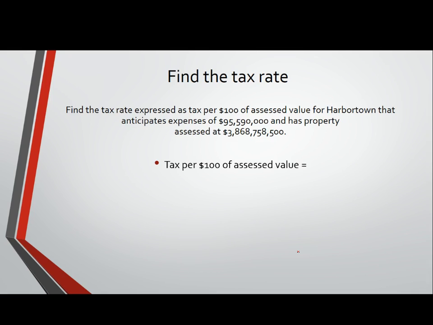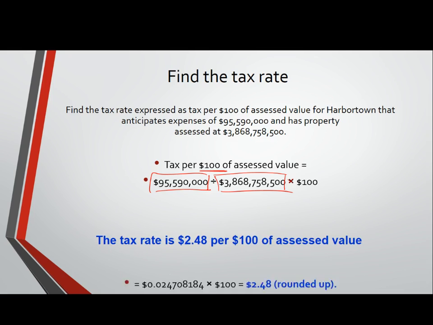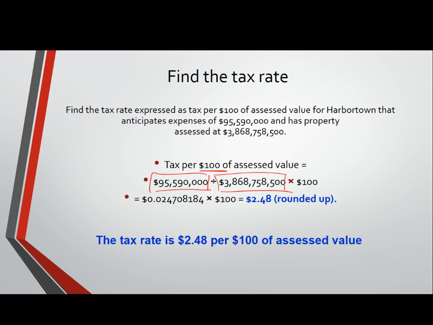So, to find the tax for every $100, first thing you're going to do is take the budget, so this is how much money the city needs, and divide it by the assessed value. And then because you want tax for every $100, you're actually going to multiply by 100. So before, when we saw the per 100, we divided by 100, but this one we're trying to get the percent, so we're going to actually multiply by 100. And that's going to give us $2.48 when we round up. So it's $2.48 for every $100 of assessed value.